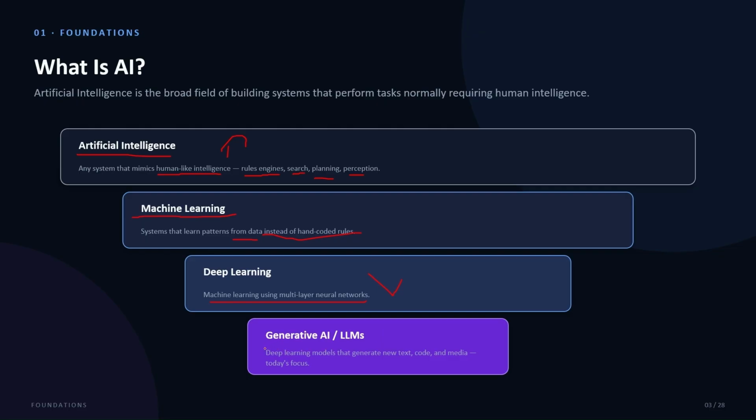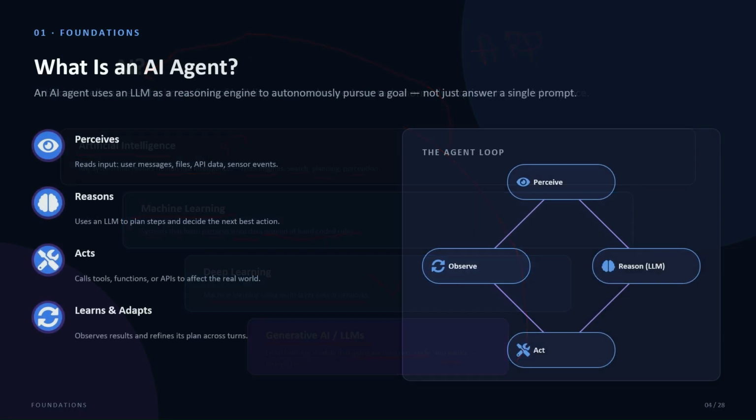These models learn very complex patterns from huge amounts of data. Generative AI, including the large language models we are focused on today, is a specialty of deep learning aimed at generating new content: text, code, images, rather than just classifying or predicting a number. Everything else lives inside the outer circles. We are building applications on top of generative, LLM-based AI.